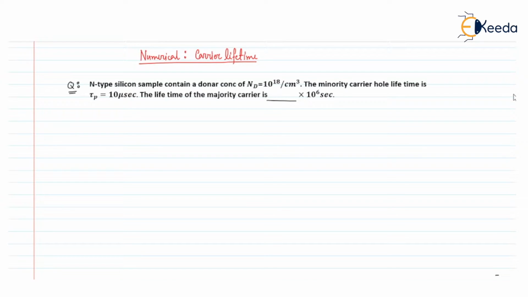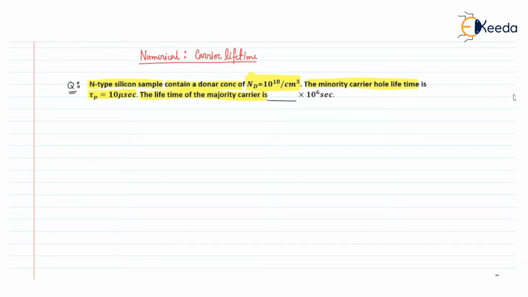The numerical is written as: an N-type semiconductor silicon sample contains a donor concentration of Nd equals 10 to the power 18 per centimeter cube, and the minority carrier hole lifetime is given as tau p equals 10 microsecond. We have to find the lifetime of the majority carrier in terms of 10 to the power 6 second.